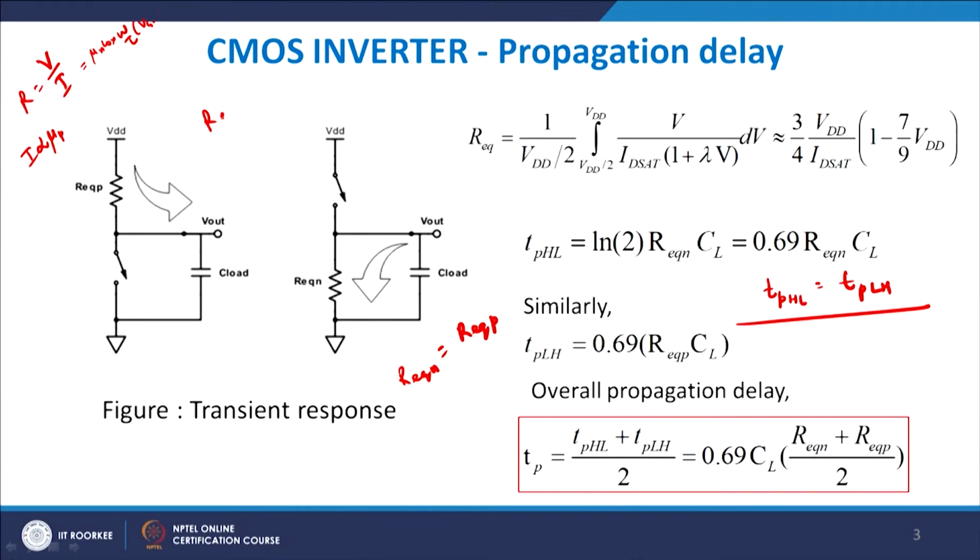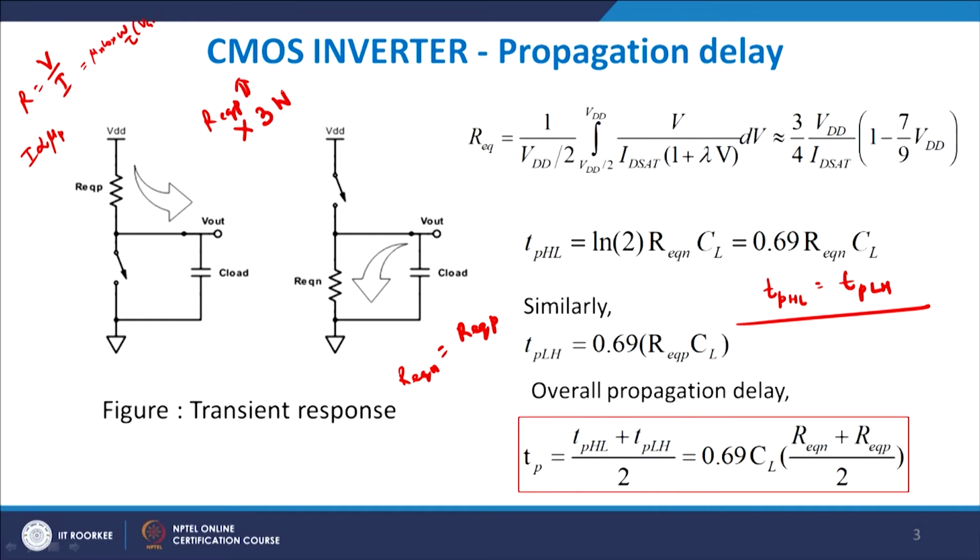So, this is the problem area which you will face: if you do not do any manipulation, the resistance will be different, and therefore, TPHL will not be equal to TPLH. If you want to make them equal, then the process which you should follow is something like this. Since your resistance R equivalent P is large, you need to reduce it. By how many times? By approximately 3 times. How can you do that?